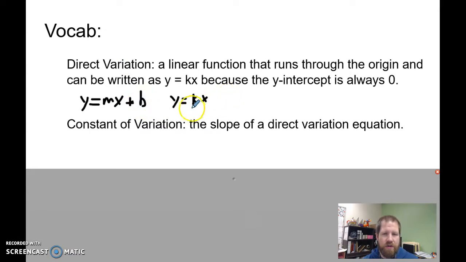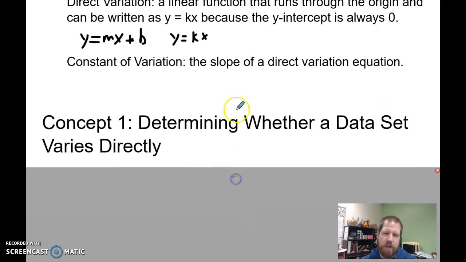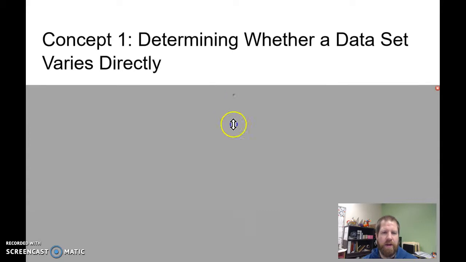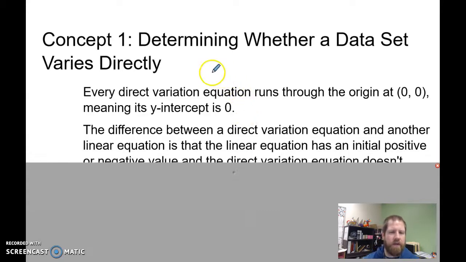So don't get too confused about k. It's the same thing as m. They're both just variables that stand for the slope. k specifically is sometimes called the constant of variation, but it's still just the slope. The constant of variation is the slope of a direct variation equation. It's kind of different, but it's different in an easier way.